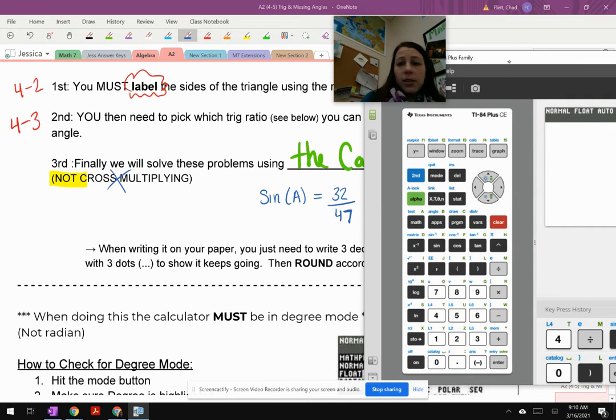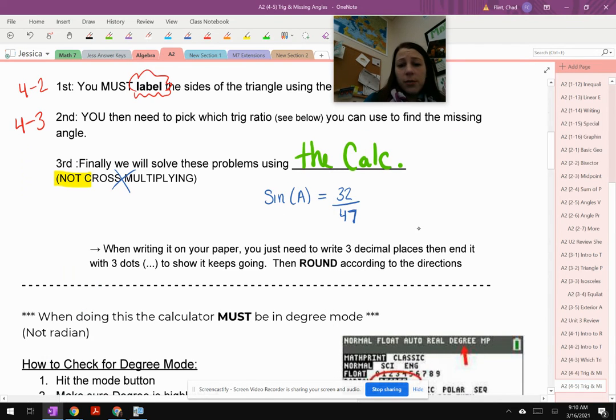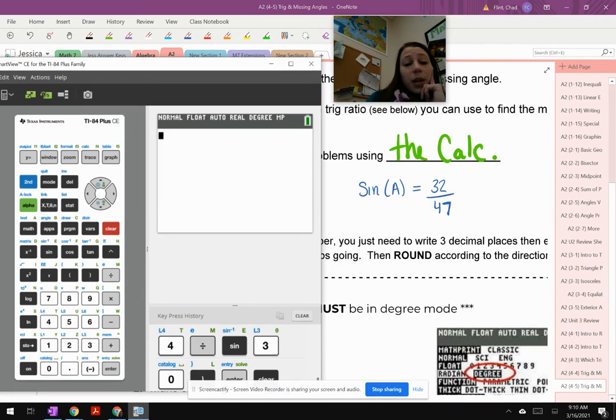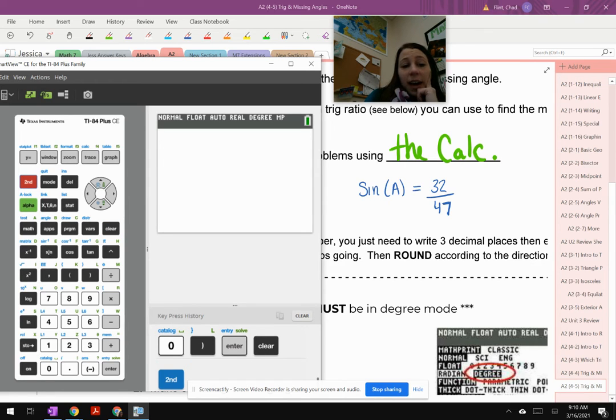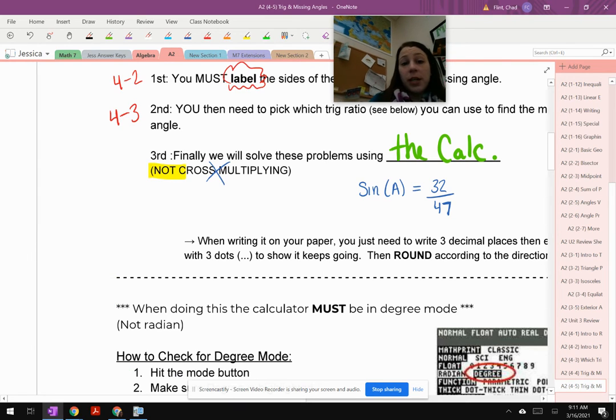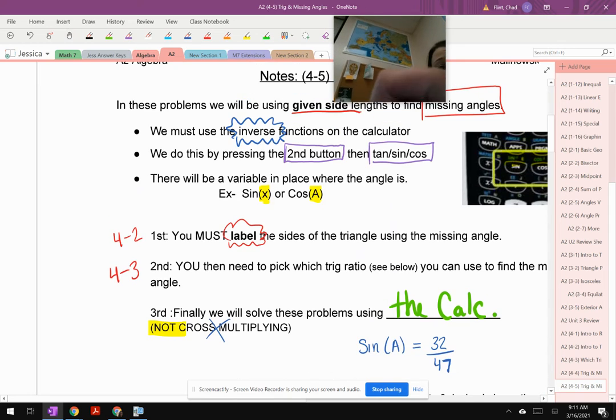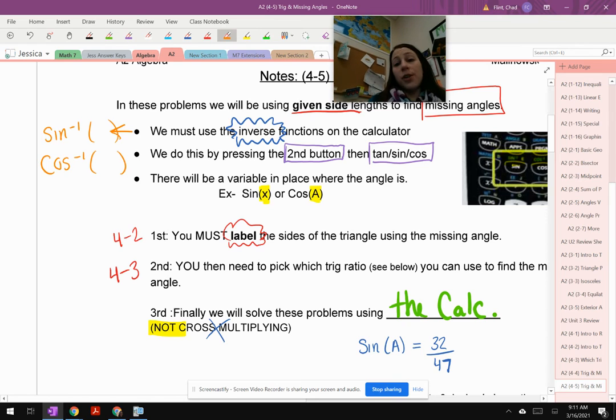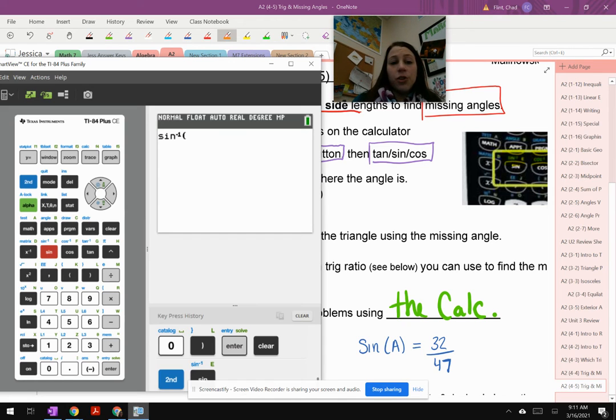I want to move this over here, move this over there. So you're going to be hitting the second button, and then you would hit sine to get that inverse sine. See how it says that -1? That's what inverse means. That inverse piece is going to be something like sine -1, parentheses, or cosine -1, parentheses. Those are those inverse functions. That -1 shows you that.